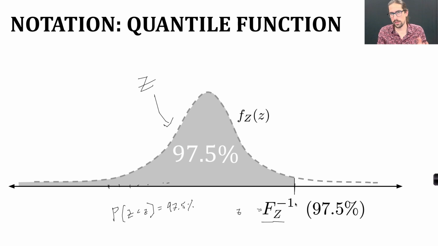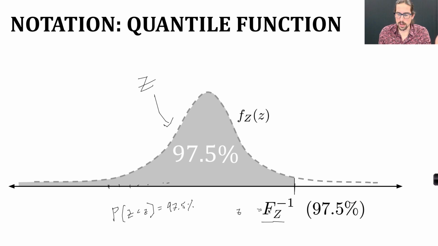So really the F of z here is like p norm evaluated at this number, and then the inverse is kind of like, okay, what number do I get out of p norm? This number, 97.5%, is the number I'm getting out of p norm for the value z that I'm putting in. So this is the inverse function, if you remember that from algebra or whatnot.